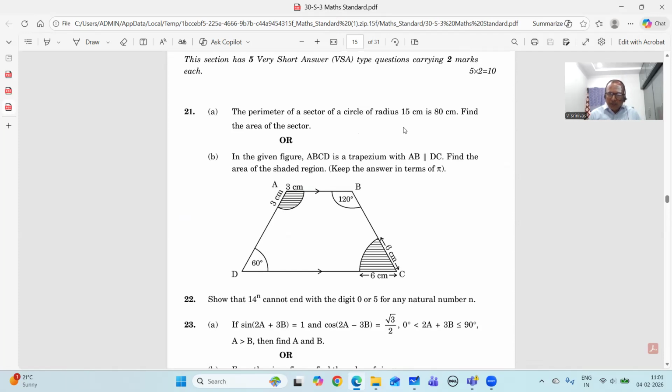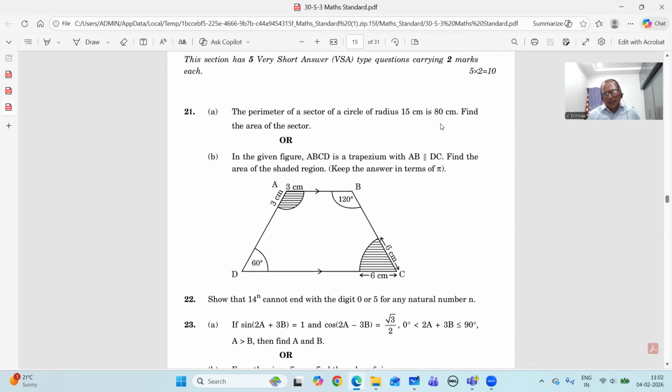So r is 15 centimeters here, so it is 15 into theta. So perimeter becomes r plus r plus r theta, that is 2r plus r theta, that is r into 2 plus theta, which is given to be 80 centimeters. R is 15. So 15 into 2 plus theta is 80. From that we can solve theta. Once we know theta, we can find the arc length. Arc length l is r into theta. R is given, so theta can be found from the perimeter.